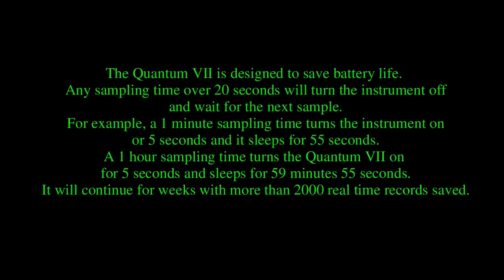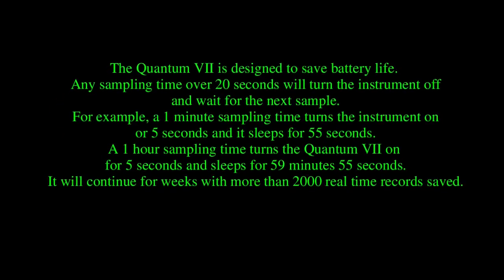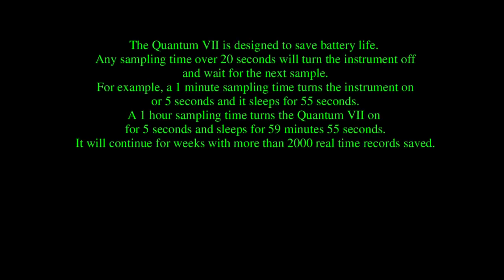The Quantum VII is designed to save battery life. Any sampling time over 20 seconds will turn the instrument off and wait for the next sample. For example, a 1-minute sampling time turns the instrument on for 5 seconds and it sleeps for 55 seconds. A 1-hour sampling time turns the Quantum VII on for 5 seconds and it will sleep for 59 minutes 55 seconds and continue for weeks with more than 2,000 real-time records saved.